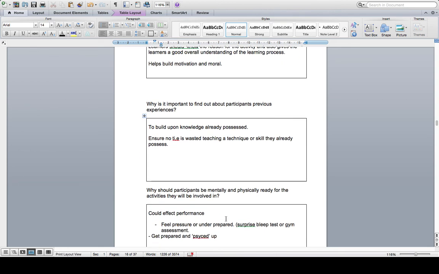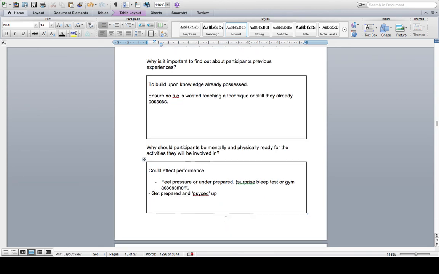All right, on to the next box. It states here, why is it important to find out about participants' previous experiences? Okay, another big one. In order for you to carry out a proper session, you need to understand what your participants already know.